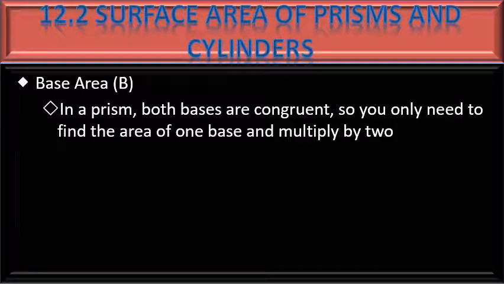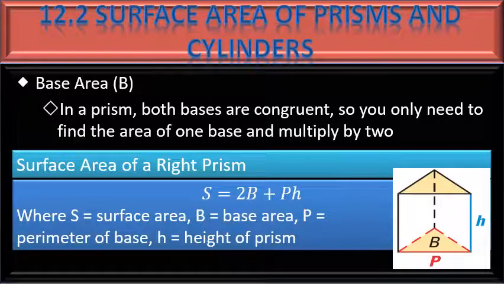The bases are congruent, so if you want the total base area, you just find the area of one base and multiply by 2. This gives us the surface area of a prism. Surface area is 2 bases plus the lateral area. So 2B plus Ph, where S is the surface area, B is the base area, P is the perimeter of the base, and h is the height of the prism. Remember, height is just the distance between the bases.